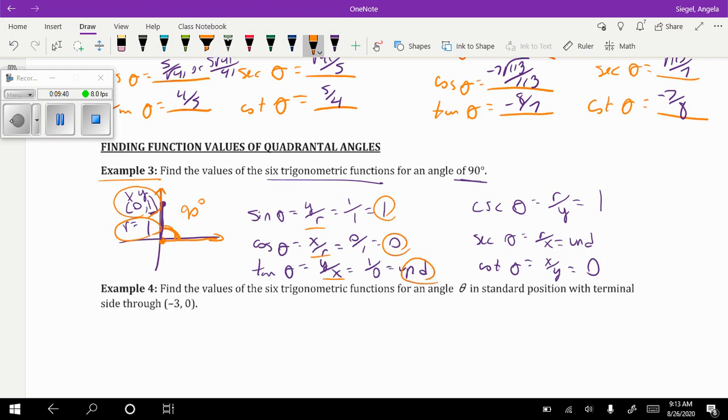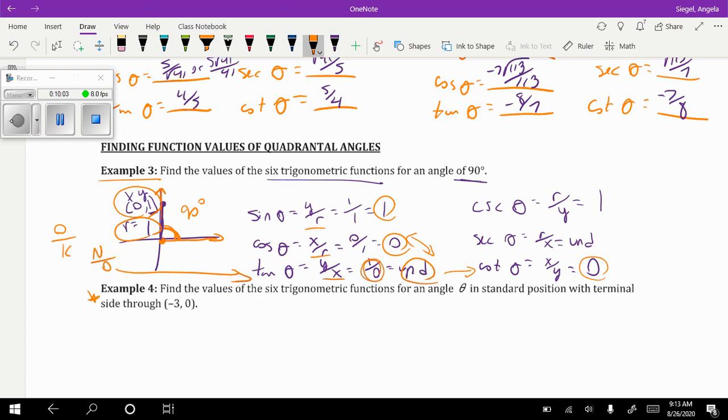So if you get confused on which one is 0 and which one is undefined, 0 on top is okay, 0 on bottom is no way. So this one is going to be undefined because you have the 0 on the bottom. However, when I come over here and flip this, that 0 becomes on top. So the reciprocal of undefined in this case would be 0.